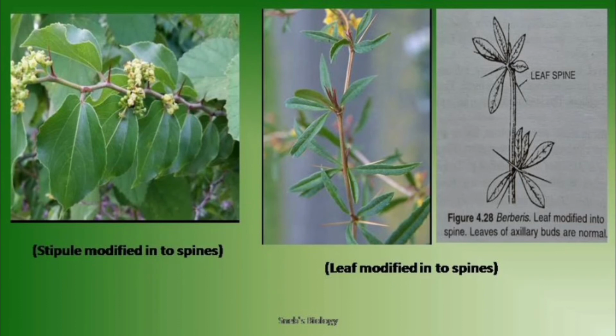Next, it could be the stipule modified into spine. So this would be called stipular spine, and this is seen in case of Zizyphus. In Zizyphus, the stipules which are present there become spiny pointed structures, and the main function is protection. Next is where the leaf itself is modified into a spine, while the leaves of axillary buds are normal. This is seen in case of Barberries.